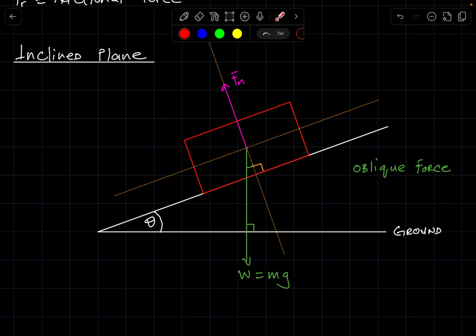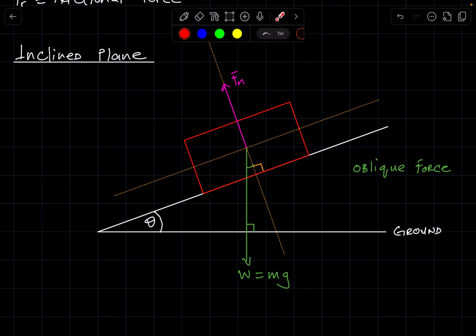Right, oblique forces are forces that are making an angle with the Cartesian plane, or are forces that are neither parallel with the x-axis nor parallel with the y-axis. They are neither parallel with the horizontal plane nor the vertical plane. So as long as a force is making an angle with the Cartesian plane, it is an oblique force.